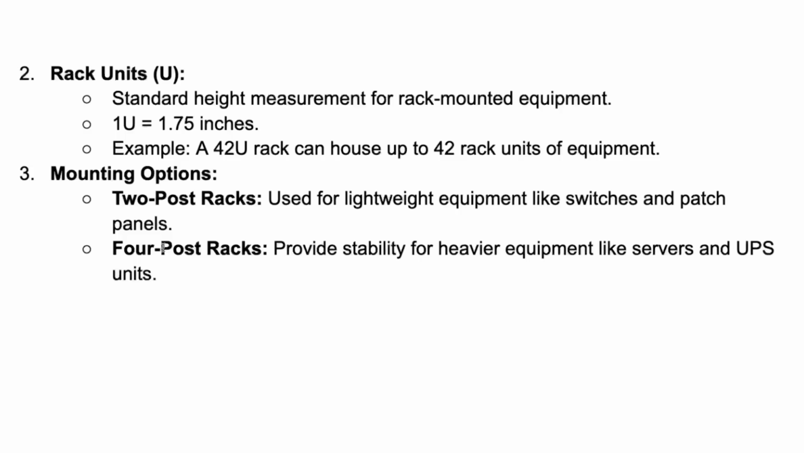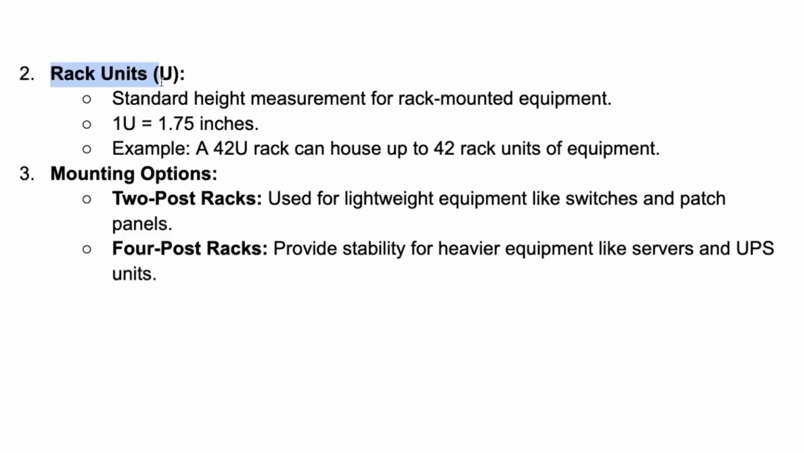Now, this is what I was talking about when I said they have their own units of measurement. The standard height measurement for rack-mounted equipment is called the rack unit, and one rack unit is equal to 1.75 inches. So 10 rack units would be 17.5 inches. 100 rack units would be 175 inches. This is important to wrap your head around when you're talking about physical installations of network devices.